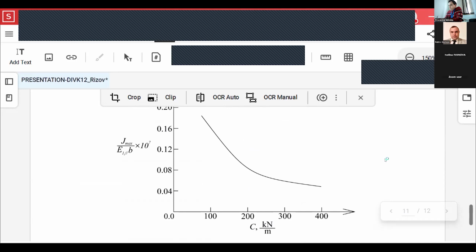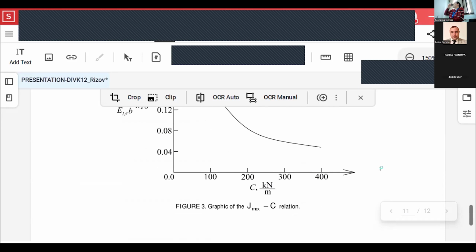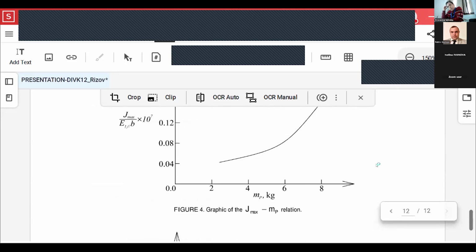Next, the investigation is focused on the evolution of the maximum J with varying the mass mp. The relation between J max and mp is reported in the form of a graph in figure number 4. The first thing that captures the attention is the nonlinearity of the J max and mp relation. Another interesting observation is that J maximum grows at a rising rate.